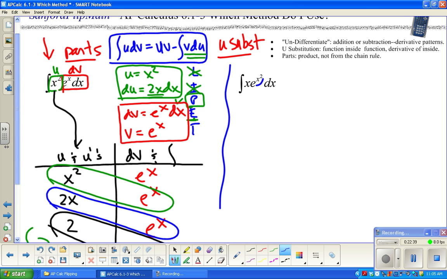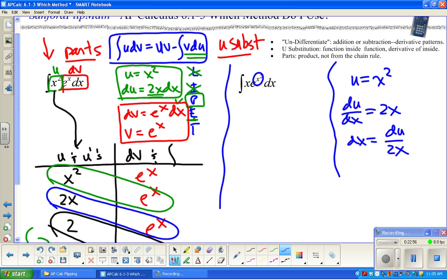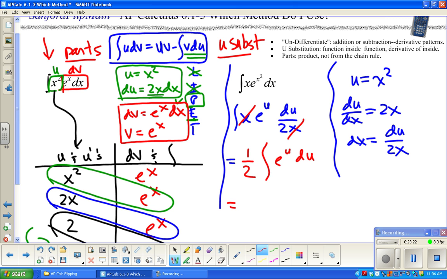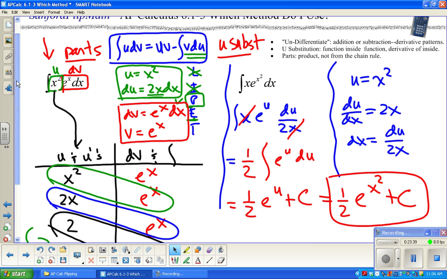This other one, again, if this is a function inside of a function, u equals x squared, du/dx is 2x, so dx will be equal to du over 2x. Following the pattern, I have the antiderivative of x e to the u times dx, which we're going to replace with that. And I'm loving that those x's divide out. Of course, that's by design. So pulling the 2 out, I have 1/2 e to the u du, also known as 1/2 e to the u plus c, which we will substitute u back in: 1/2 e to the x squared. And that's that. Obviously, very, very different problems.